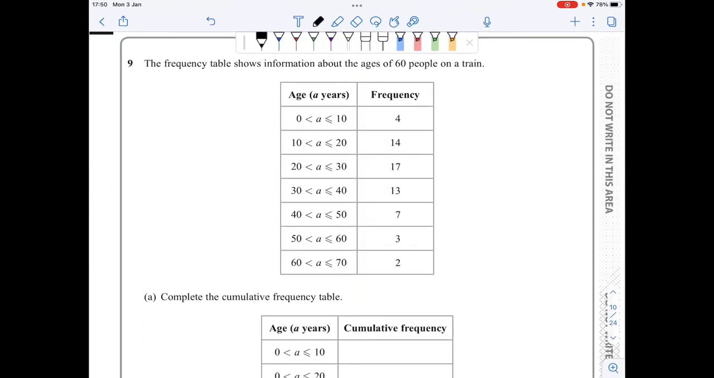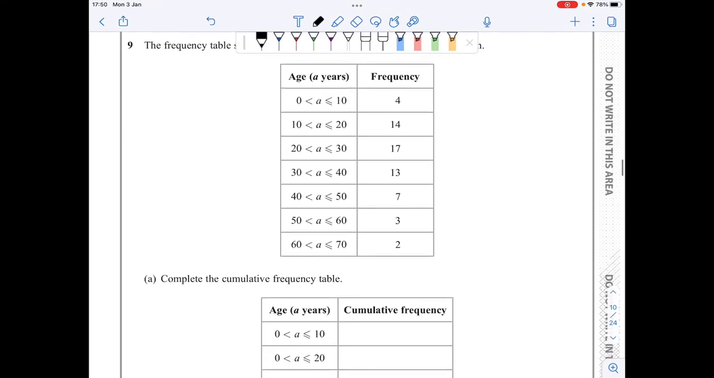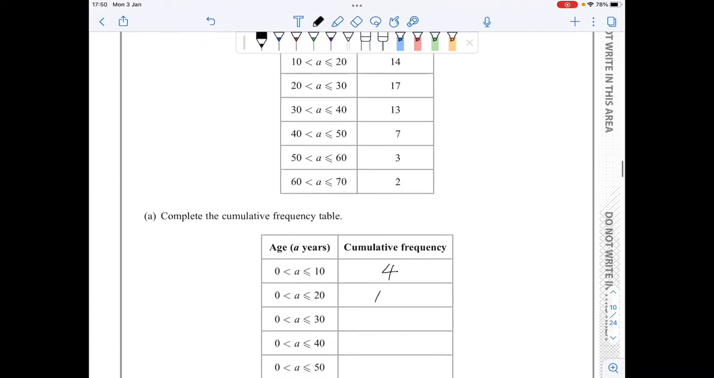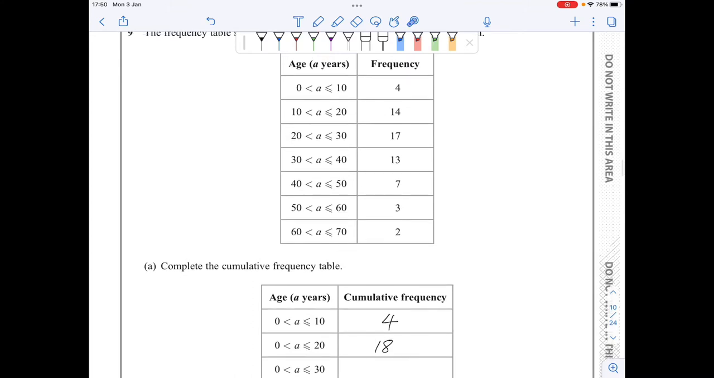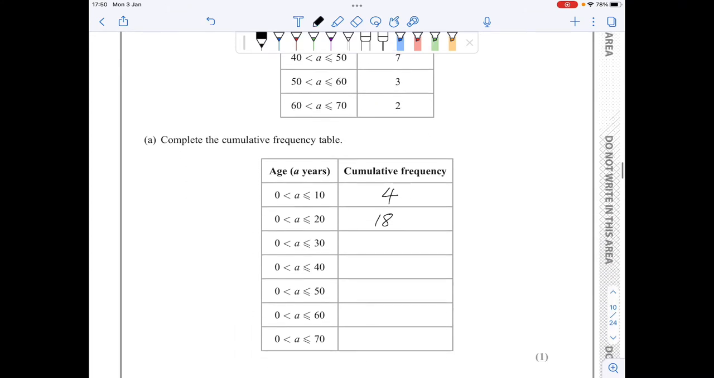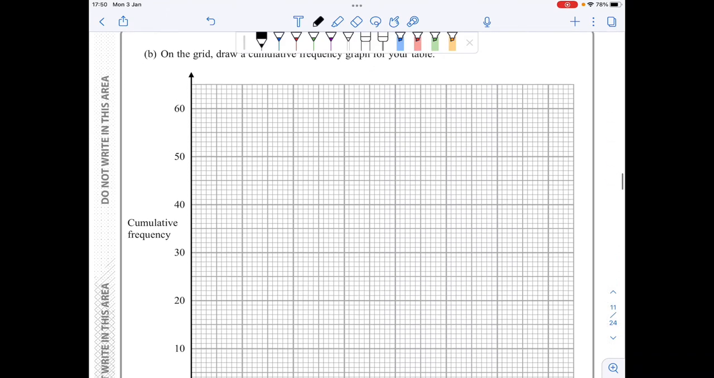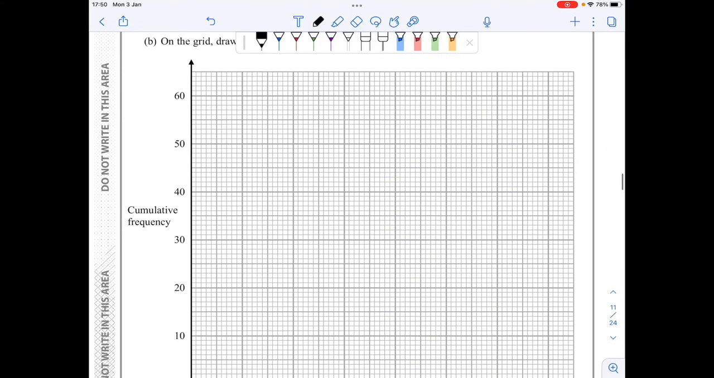In question 9, I'm given a frequency table. I'm asked to complete the cumulative frequency table. The first cumulative frequency is 4. Then the second one is 4 plus 14, which will give me 18. Then the third one is the sum of the first three, and so on. So I have 35, 48, 55, 58, and 60. In part B, I need to draw a cumulative frequency graph.